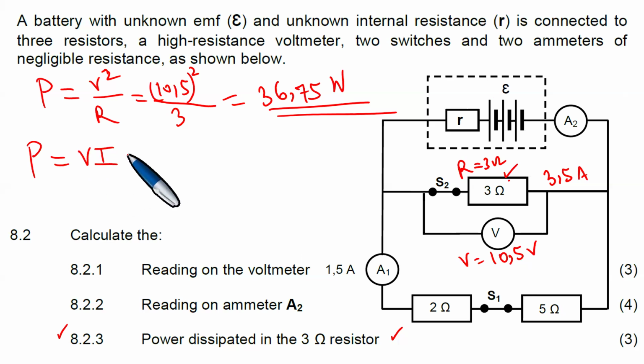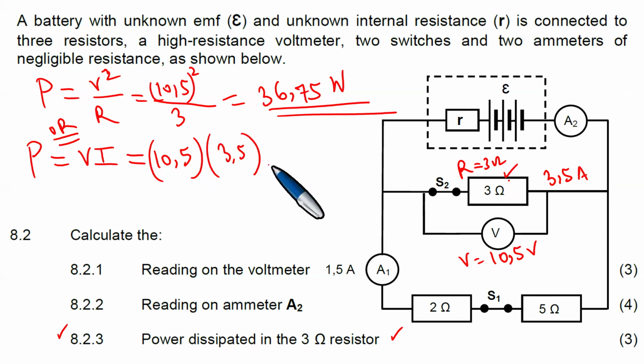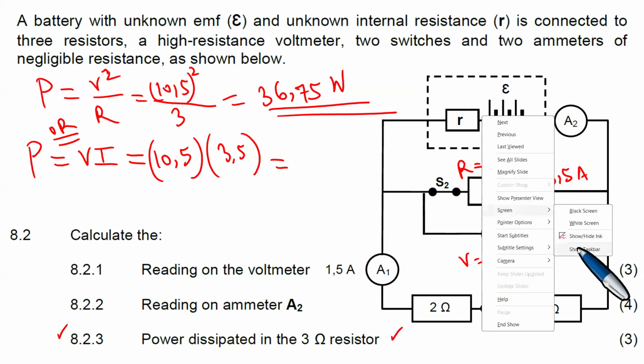So P equals VI. 10.5 volts. Okay, in other words, you can use the top one or the bottom method. In the case of the bottom method, you use power equals VI. And therefore, you know that the potential difference is 10.5 volts and the current through this one is 3.5 amperes. We use our calculator to verify the answer we're getting.